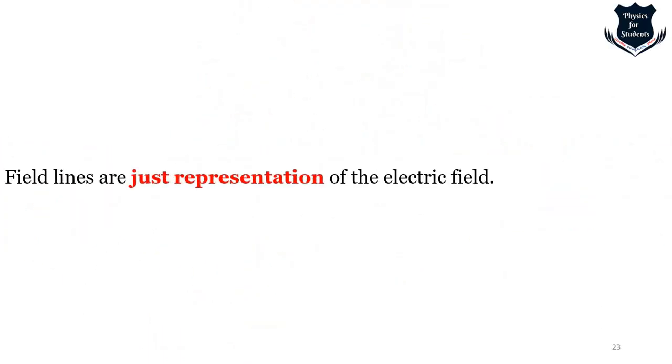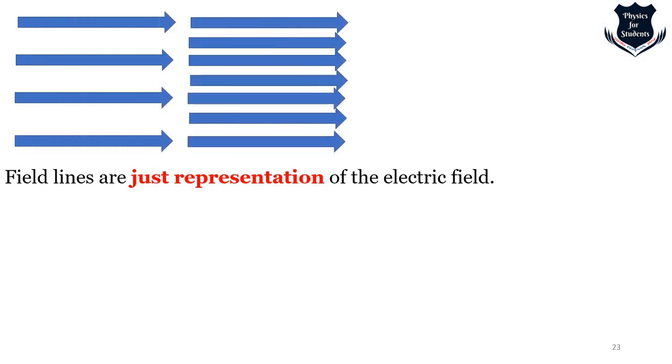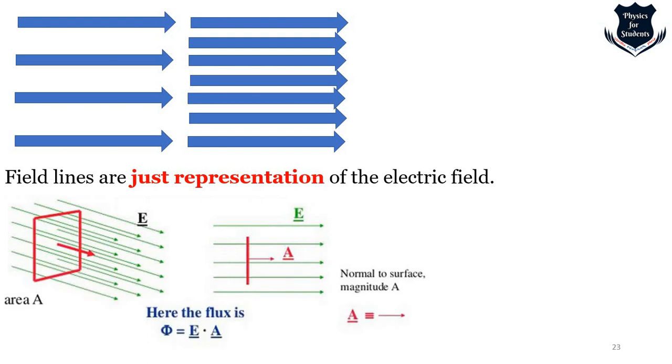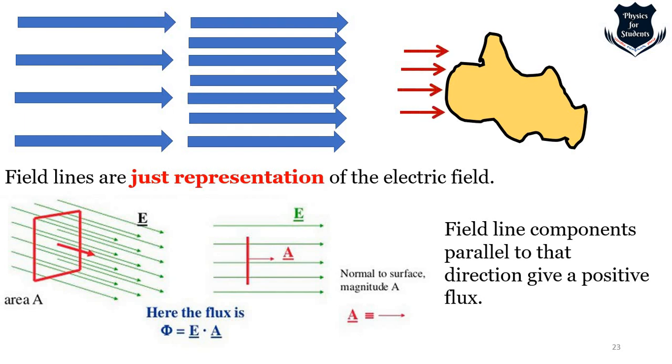Okay, so field lines are just a representation of the electric field. You see that the electric lines are a little bit less dense here and more dense over here. And here is the flux which I have shown. Note that field line components parallel to the direction give a positive flux, whereas field lines going in this direction give a negative flux. So the strength of the electric field at any point is indicated by the spacing of the field lines.